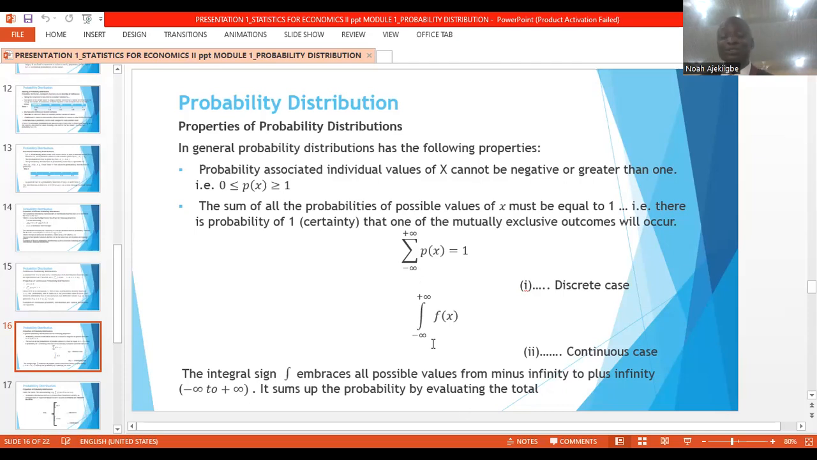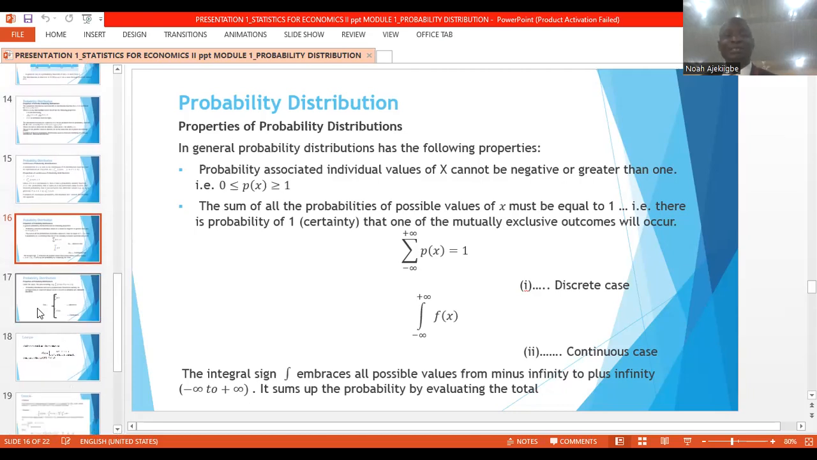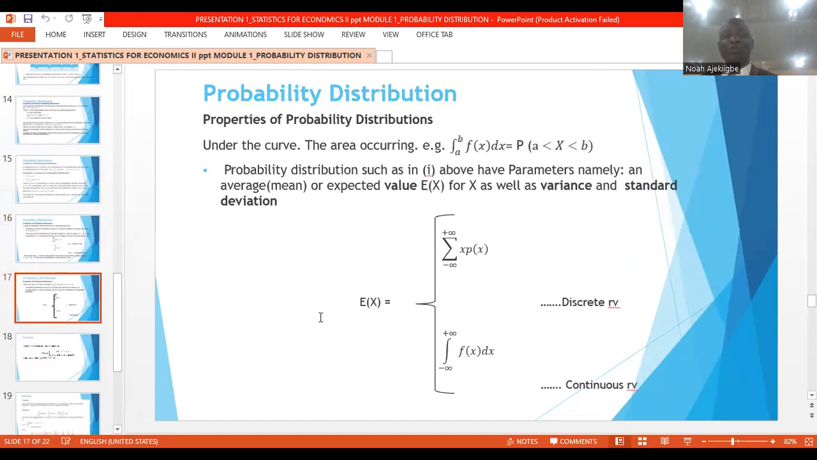The same thing goes for the continuous random variable case, whereby you integrate from minus infinity to positive infinity, resulting in a total of 1 if the event is certain. Moving forward now, if you have a bell-shaped curve that is a normal distribution, the area under it can be captured by integrating from a to b. If you have f of x from a to b, you integrate f of x dx from a to b. That means the probability that x lies between a and b is x greater than a and x less than or equal to b.